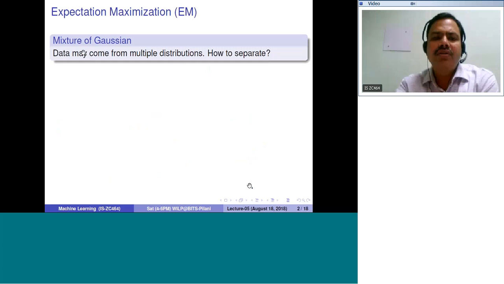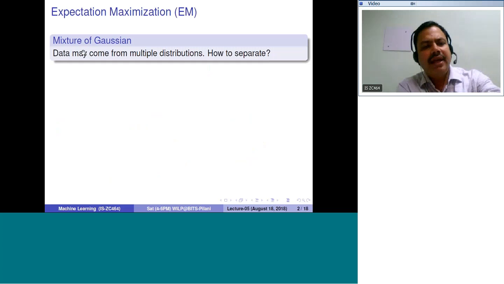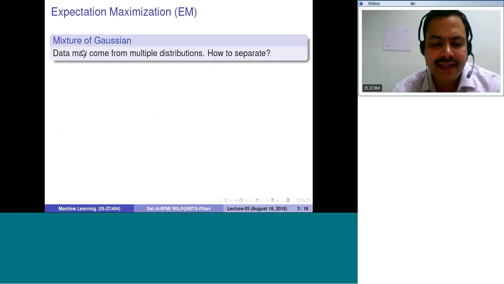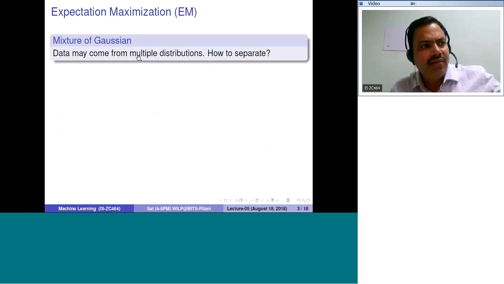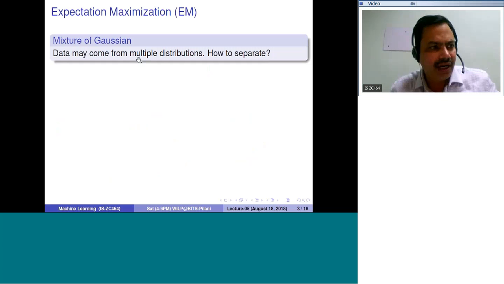Here, in the machine learning domain, the problem is that most of the time when we gather the data, it may be coming from multiple distributions, because our source may not be a single source. It may be generating something as a result of various parameters. So there could be various distributions in the system, and some data is coming from the first distribution, some data may be coming from the second distribution.